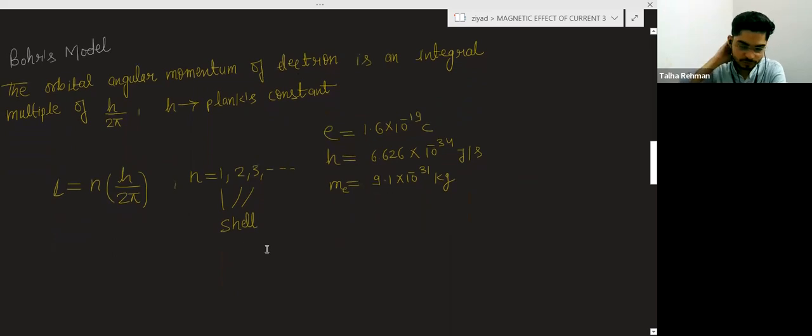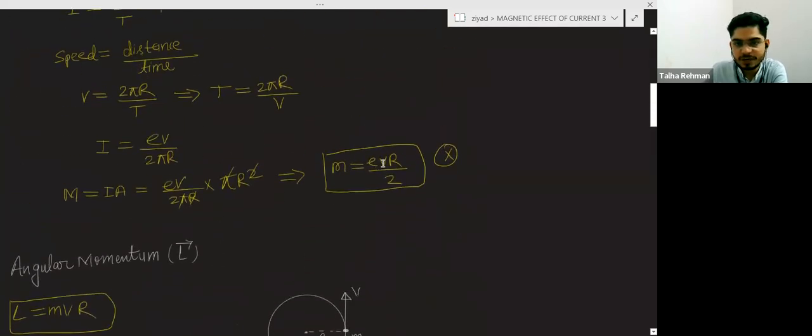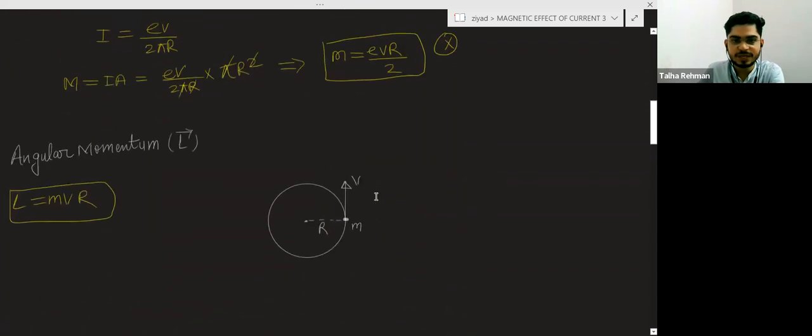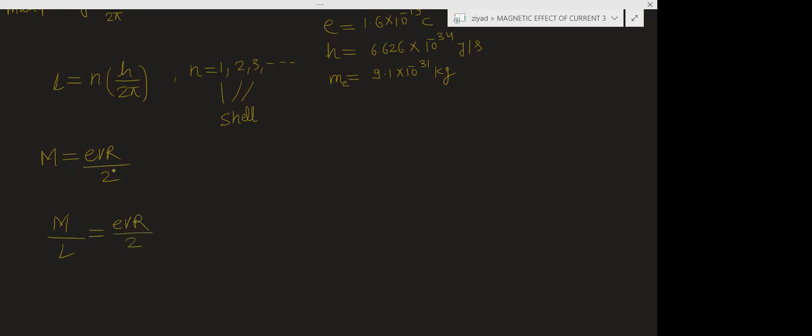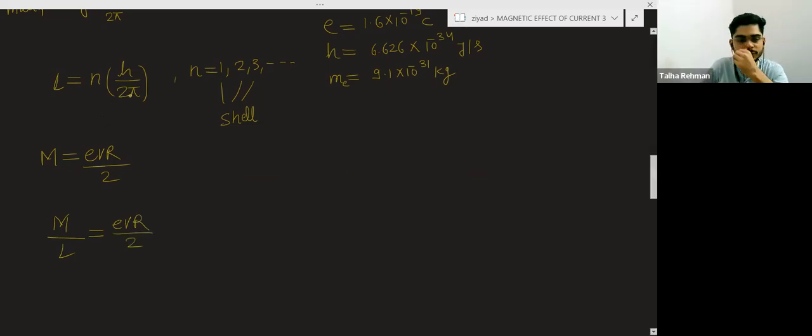By the way, we have the magnetic moment also for the electron. What is the magnetic moment for the electron? It is EVR divided by 2. In the last class, I discussed the electron revolving around the nucleus having the magnetic moment: charge on the electron, velocity of the electron, radius of the circular path, divided by 2. EVR divided by 2 simply. Now just divide M by L. So your M is EVR by 2, and what is your L? L is nh upon 2 pi.